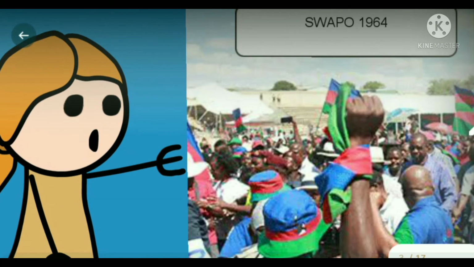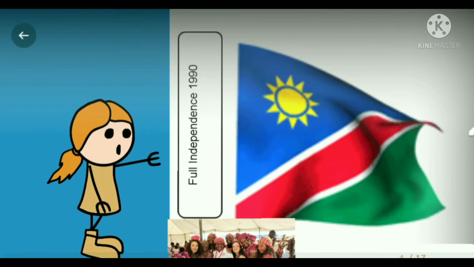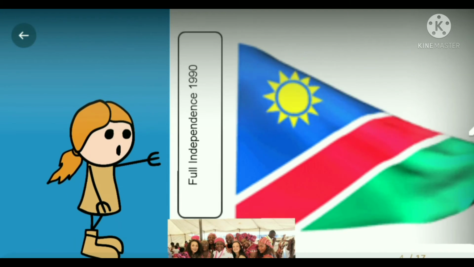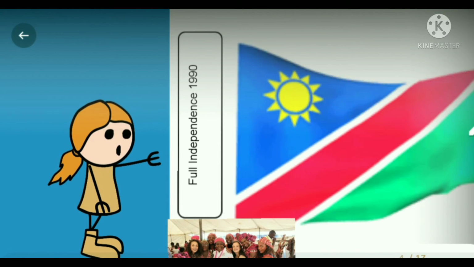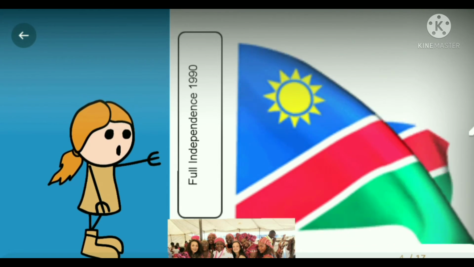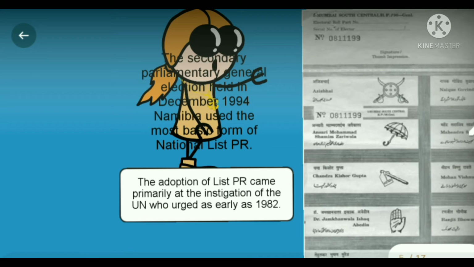In 1964, the South West Africa People's Organization, or SWAPO, was formed. SWAPO was mainly a black African nationalist movement led by Sam Nujoma. SWAPO's goal was to gain independence from South African rule. In 1990, Namibia was given full independence after 75 years of internal struggle and international ambivalence and years of foot-dragging by the South African government.